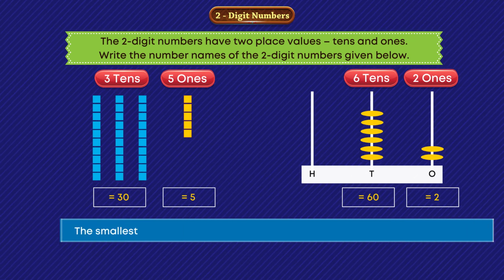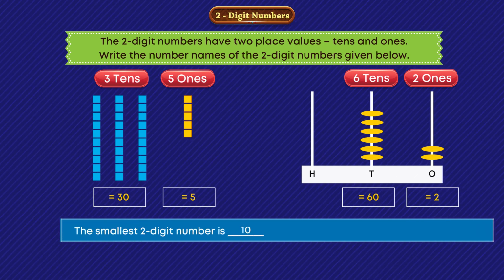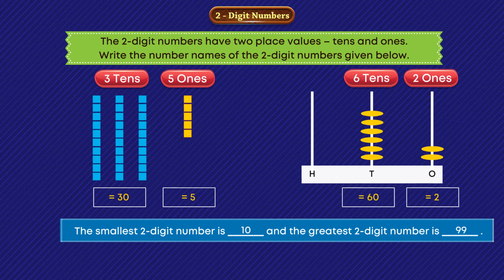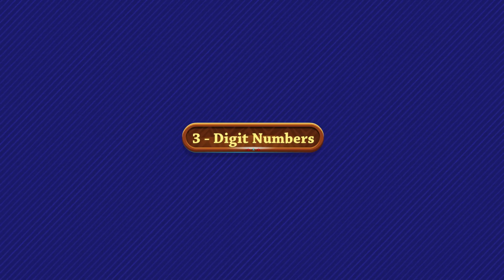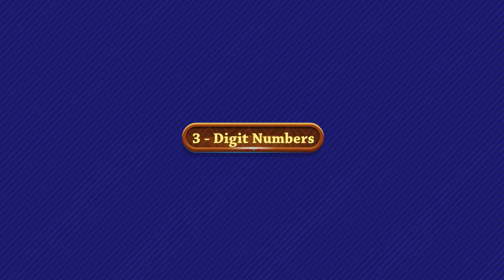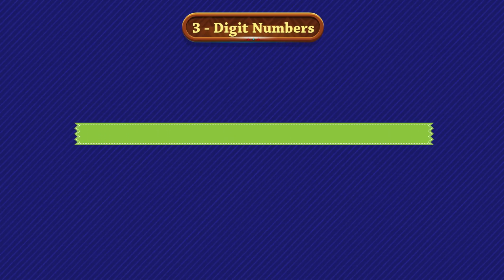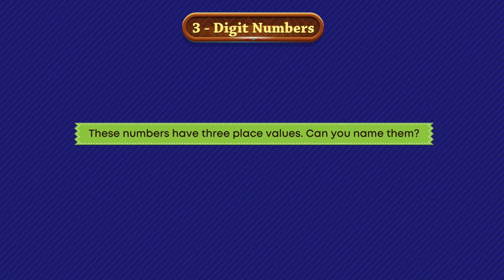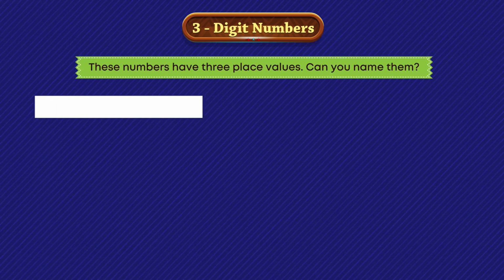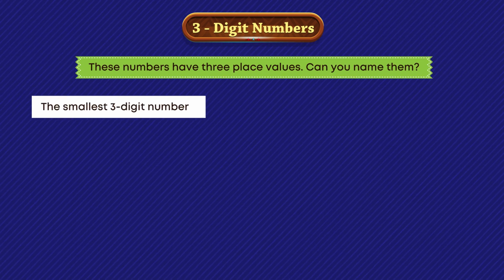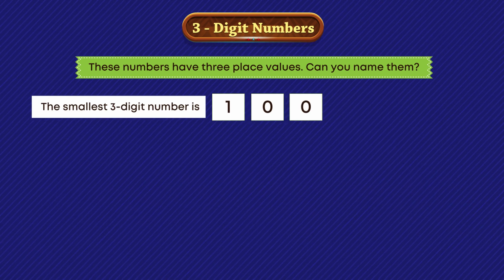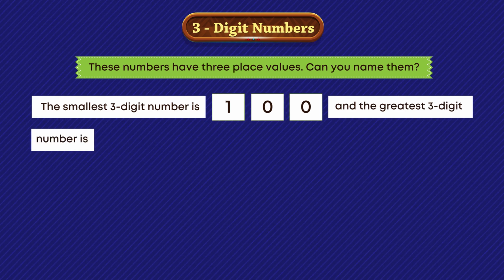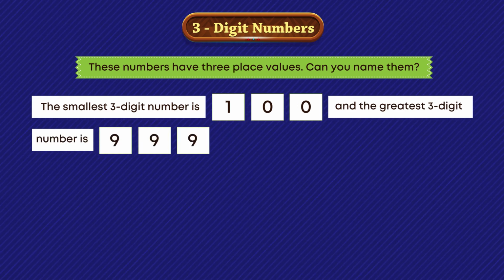The smallest 2-digit number is 10, and the greatest 2-digit number is 99. 3-digit numbers. These numbers have 3 place values. Can you name them? The smallest 3-digit number is 100, and the greatest 3-digit number is 999.